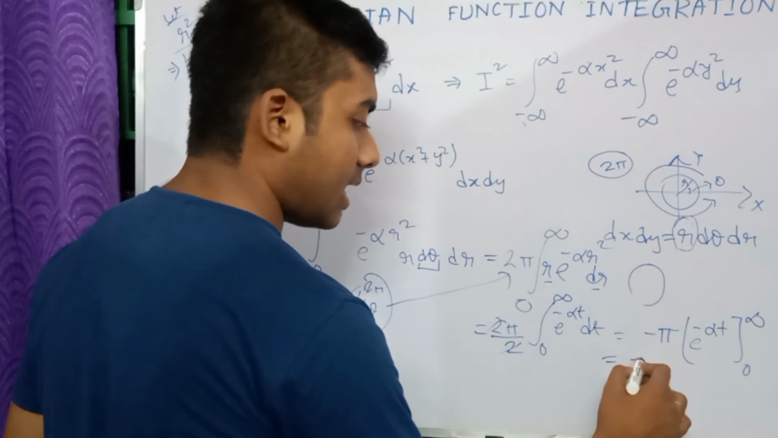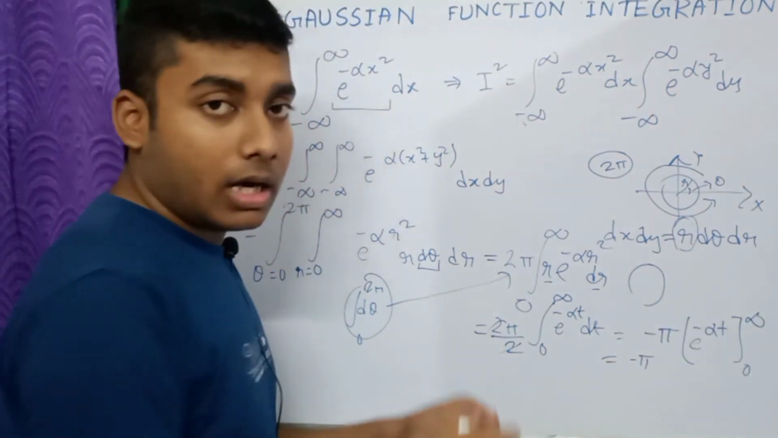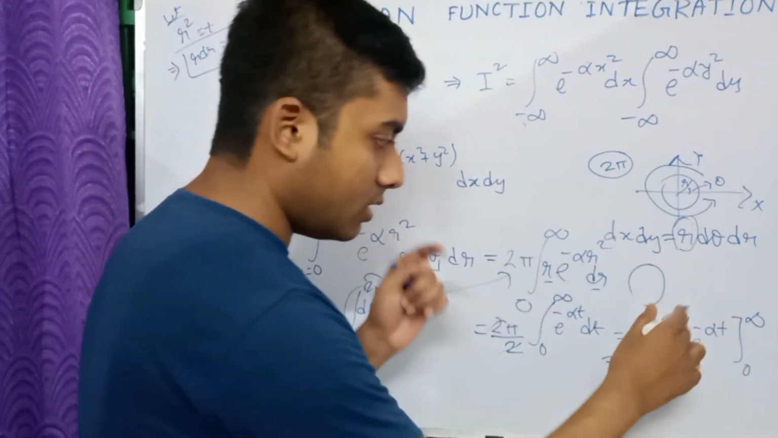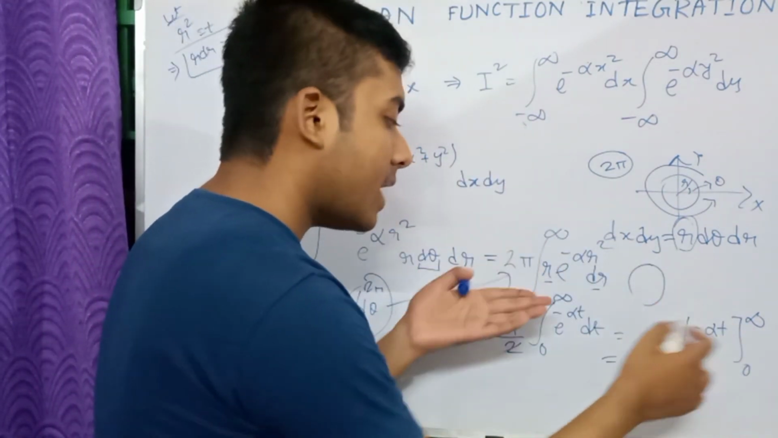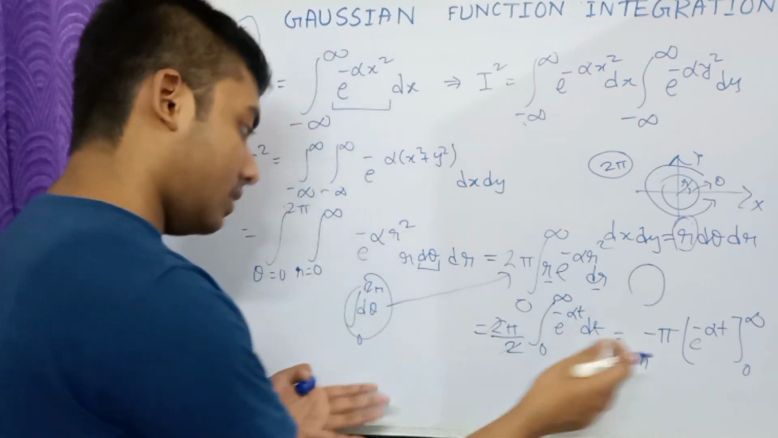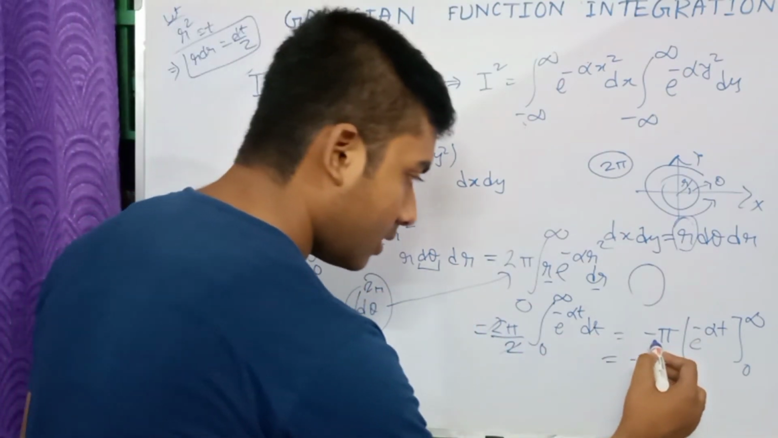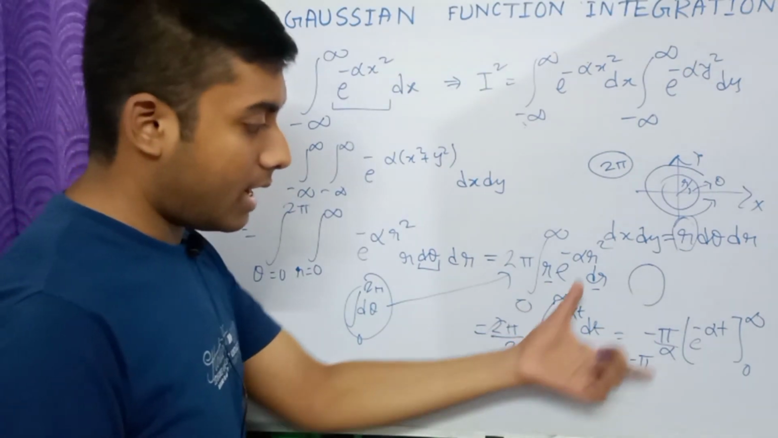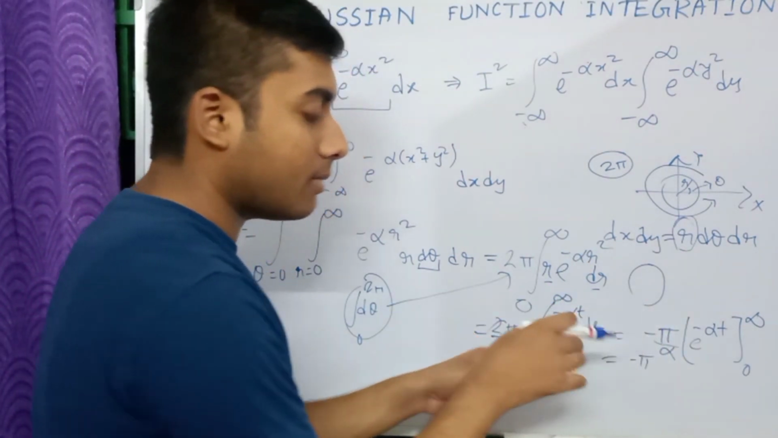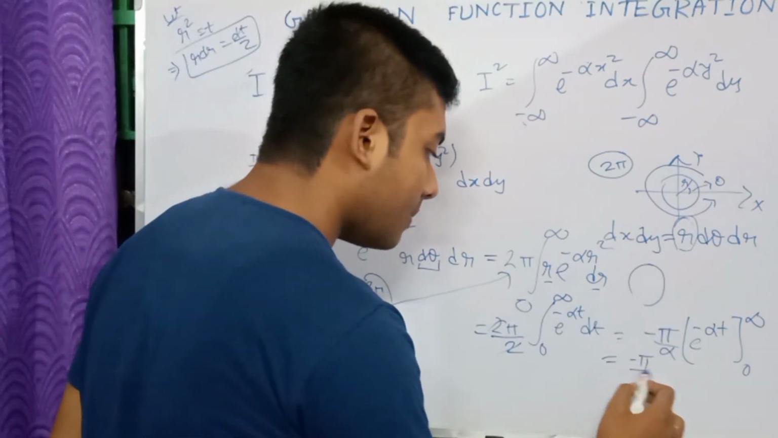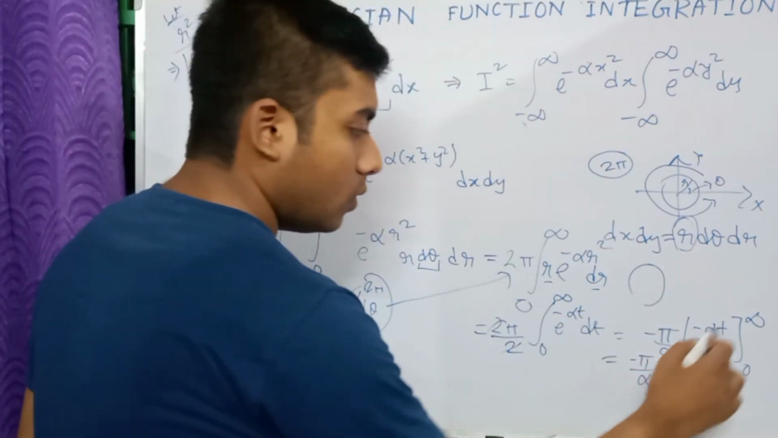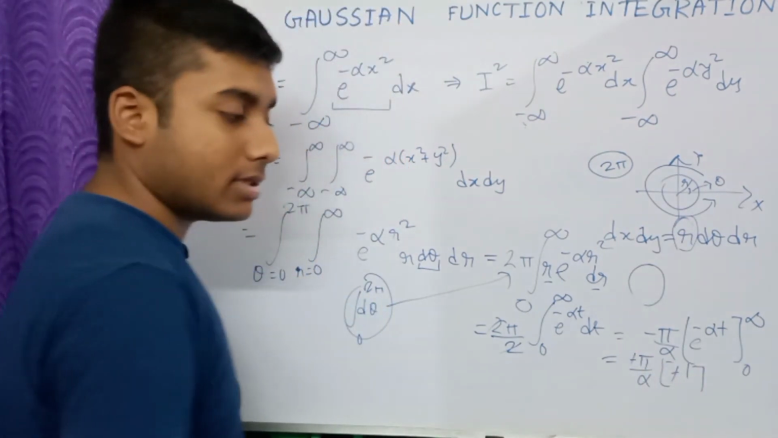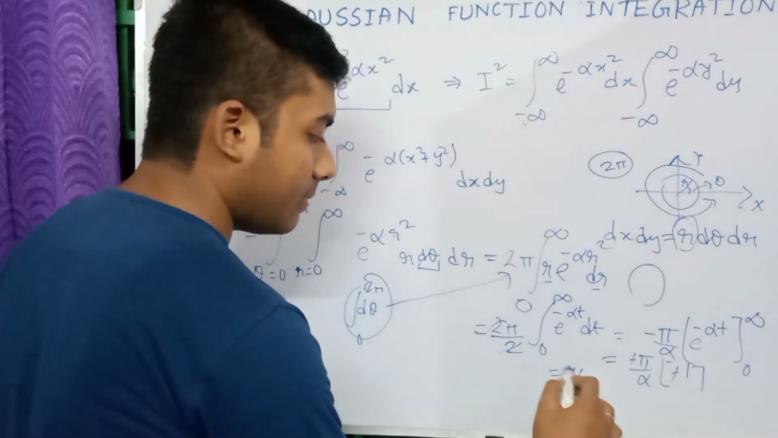So minus pi into, if we put the limit, e to the power minus infinity tends to 0 and e to the power 0 is 1. So 0 minus 1, and if we take the minus sign of the outer minus sign, there will be 1 by alpha, as the integration of e to the power minus alpha t, as I have discussed, will have an alpha. So minus pi by alpha into, from this integration the answer will be minus 1, so this minus will be cancelled out, and we get pi by alpha.